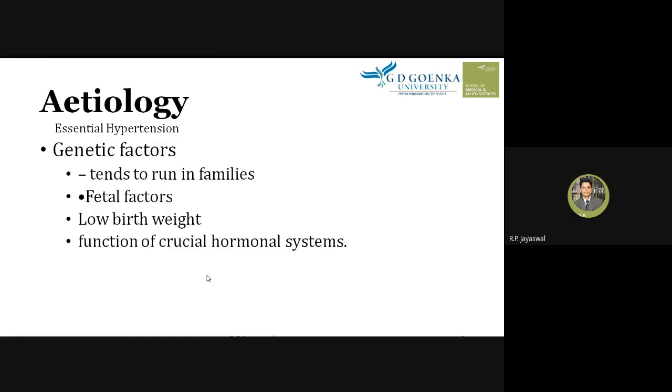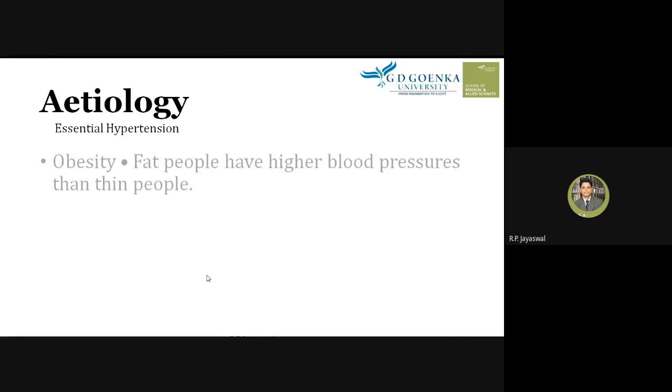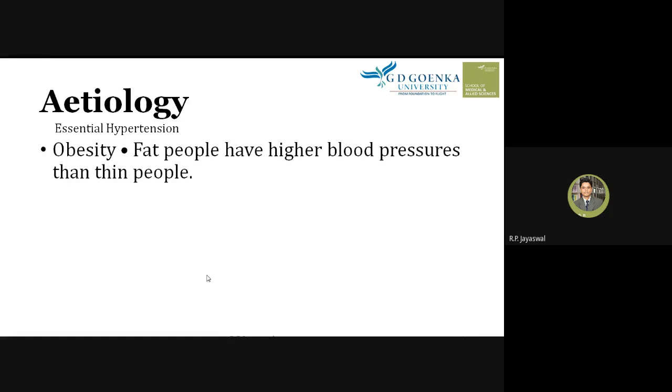Okay, so next is obesity. Some people who are fat have a higher blood pressure than thin people. So this is what happens. Obesity may lead to changes in the blood vessel structure. The deposition of fat can also be one of the leading reasons for high blood pressure. Alcohol intake can also be one of the reasons for high blood pressure.